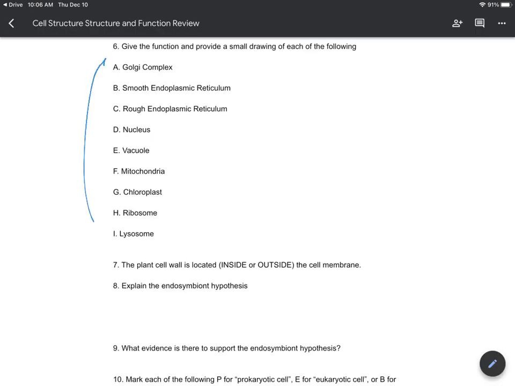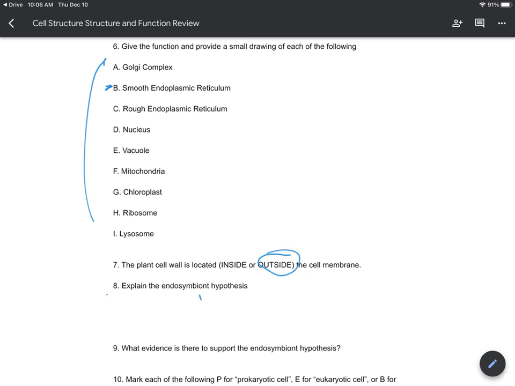For all of these cell parts, review your notes about them. Smooth endoplasmic reticulum, for some reason, people seem to have trouble remembering that one. You're not going to need to draw these on the test, but you will need to be able to recognize them if you see a picture of them in a cell, so make sure that you can do that. Plant cell wall is located outside of the cell membrane.